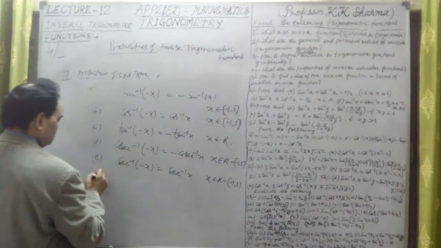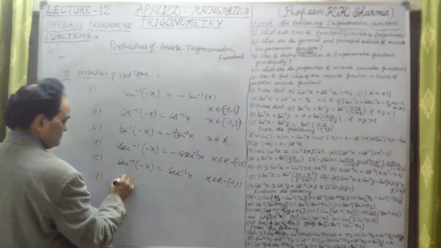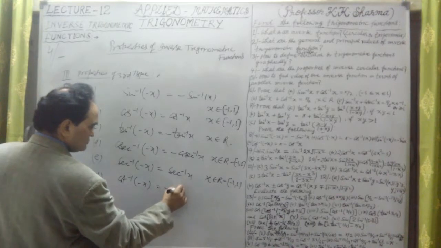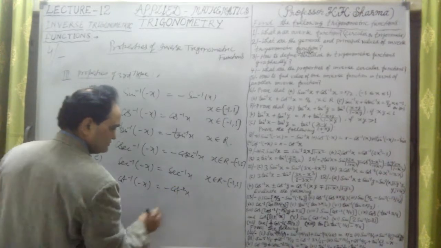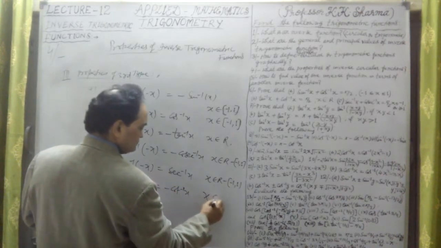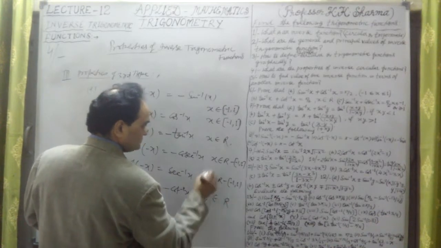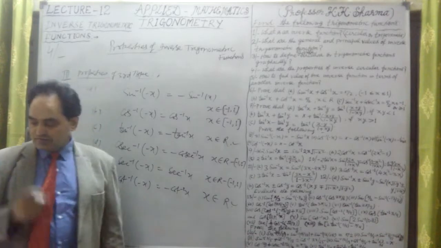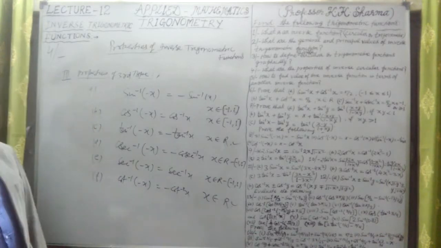Then cot inverse of minus x equal to minus cot inverse x. Here also x belongs to the set of real numbers. Okay, so these are the third type of properties we have taken.